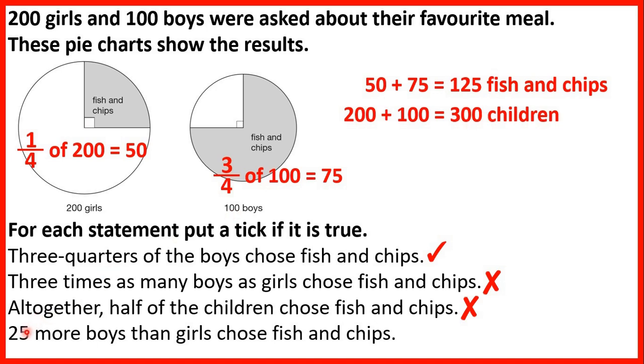Now 25 more boys than girls chose fish and chips. We know that 75 boys and 50 girls chose fish and chips, and 75 is 25 more than 50, so this last statement is true.